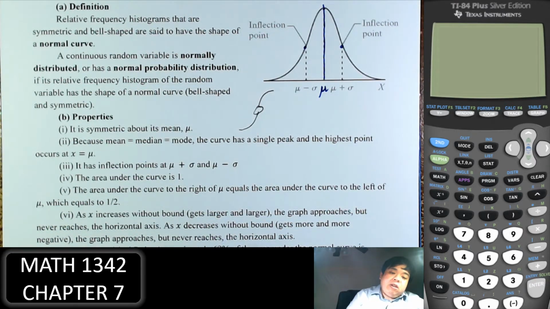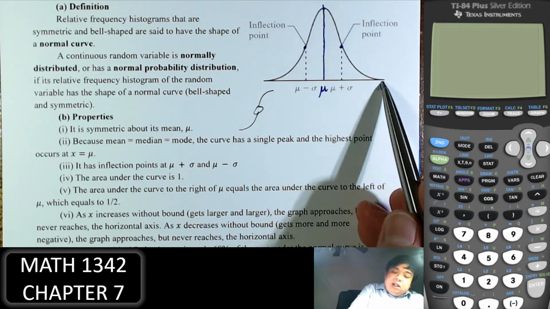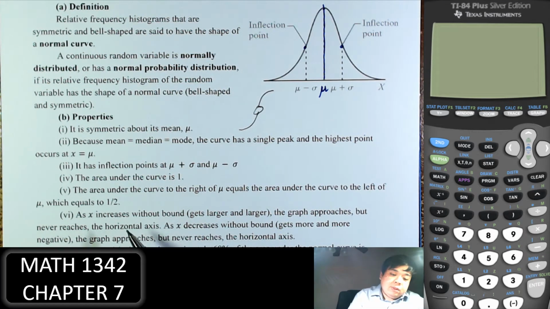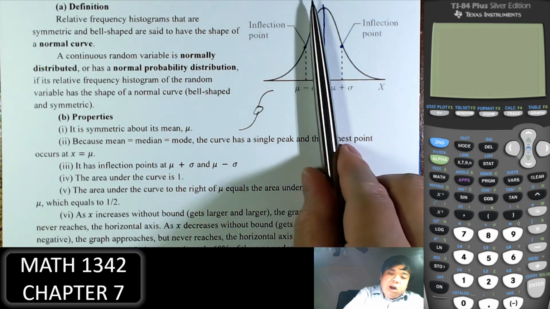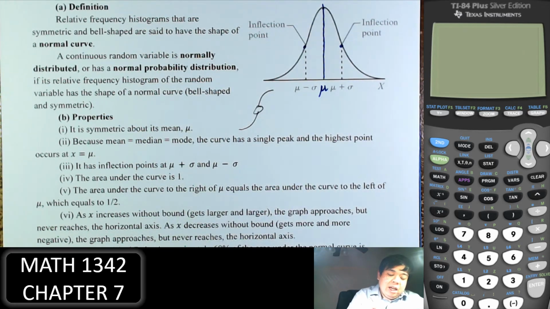The total area under the curve is 1. So even though this will go on indefinitely, to infinity, the total area is 1. And the area on the right side, and on the left side, of the mean is exactly 1/2.